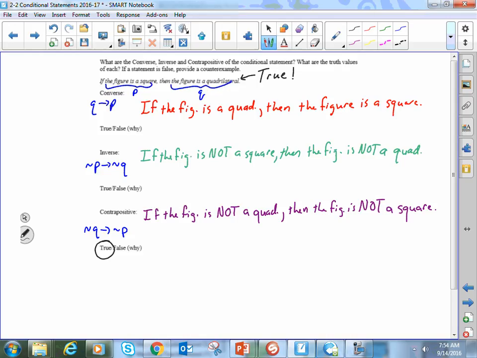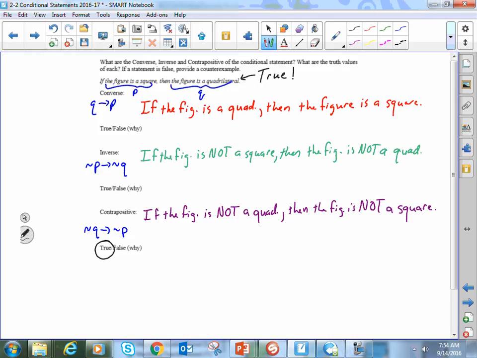If the figure is not a quadrilateral, then the figure is not a square. Well, that is very true. If the figure isn't a quadrilateral, it can't be a square. So if it's a triangle, it can't be a square. If it's a pentagon, it can't be a square. If it doesn't even have four sides, there's no way that it can be a square. So we are seeing the truth values holding up for the conditional and the contrapositive.